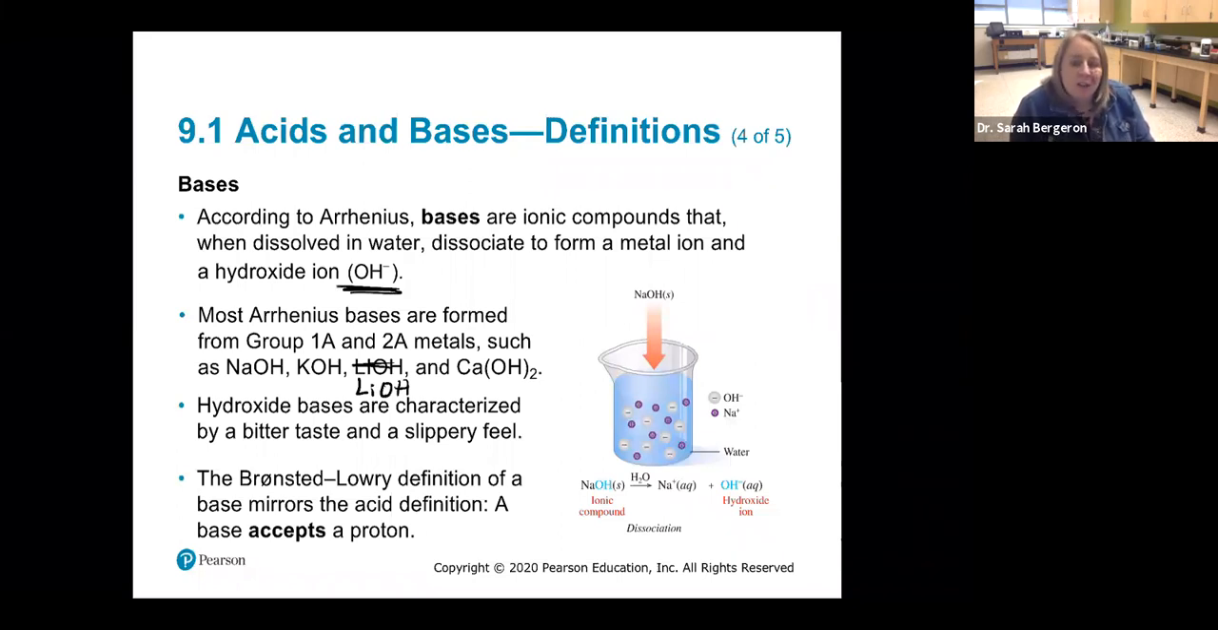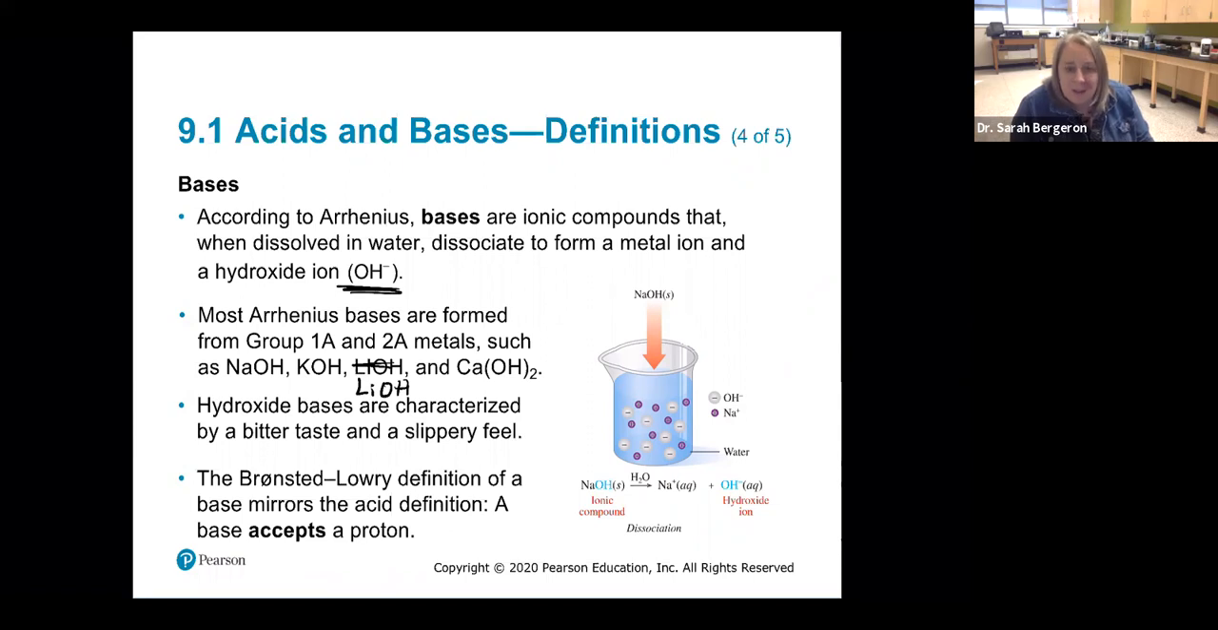So hydroxide bases, if you were to taste them, which you should not, they're bitter. And they also have a very slippery feel to them, but don't touch them because they could damage your skin. So just take my word for it. And so that's the Arrhenius definition, right? Creates an OH minus, a hydroxide ion in solution.